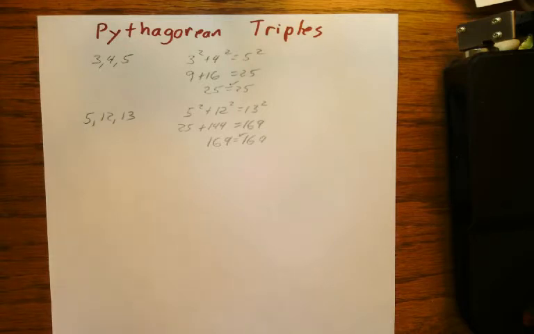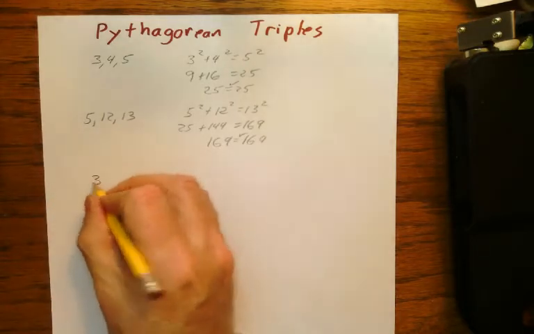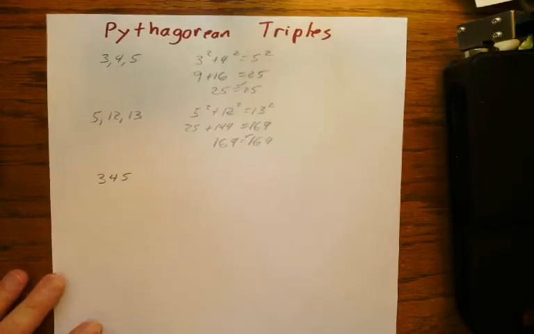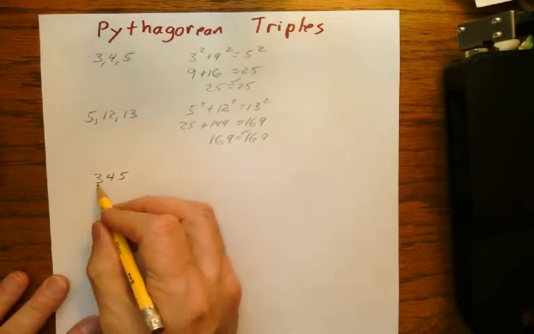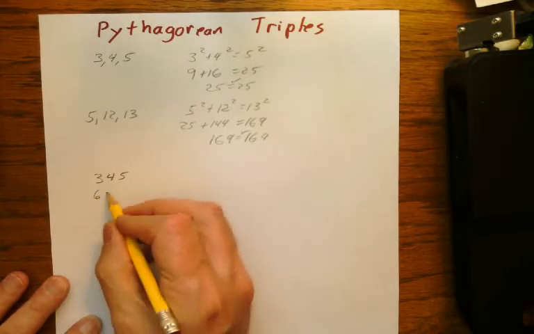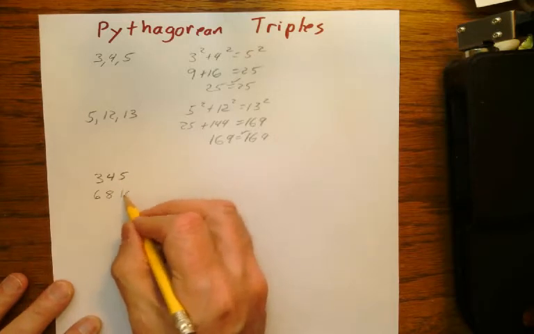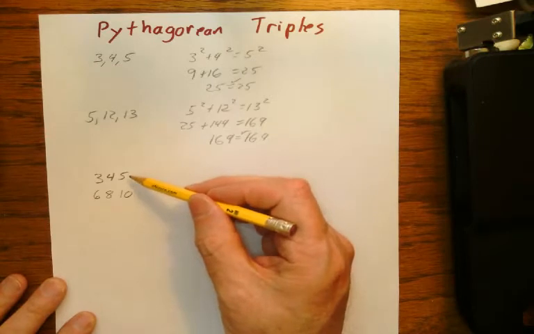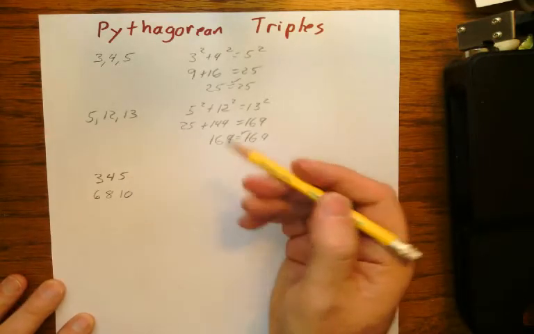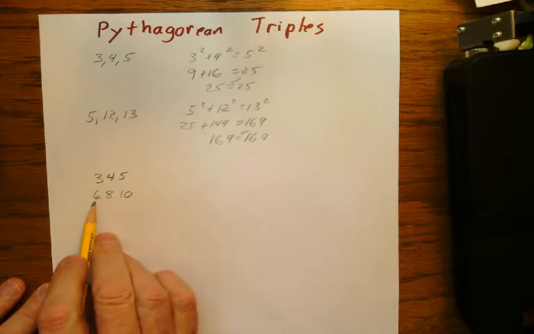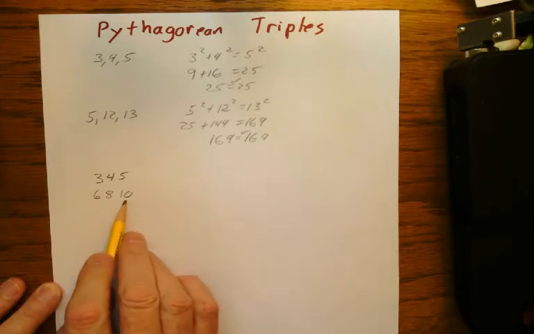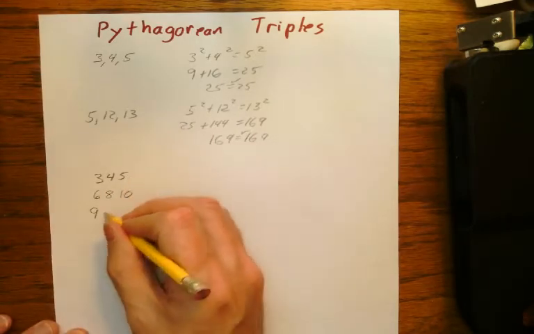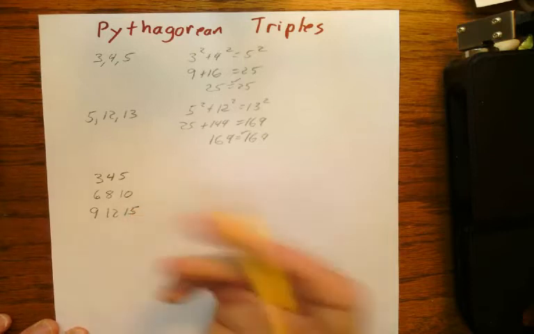Now the thing about the triples is, if you start with 3, 4, 5, and you times every number by 2, that's called a multiple. 3 times 2 is 6, 4 times 2 is 8, 5 times 2 is 10. That is also a triple. If you take the original triple and multiply it by a number, that will also be a triple. 36 plus 64 does equal 100. That's a triple. Let's take 3, 4, 5 and times it by 3. You get 9, 12, 15 is a triple.